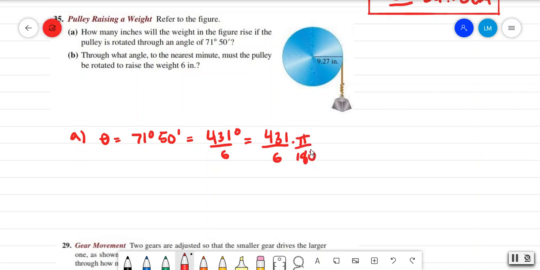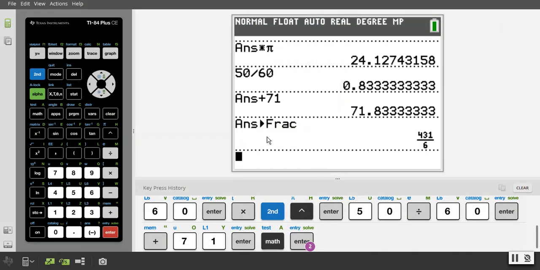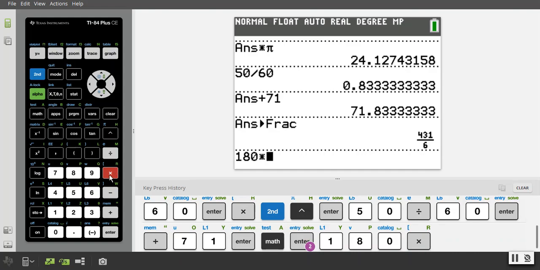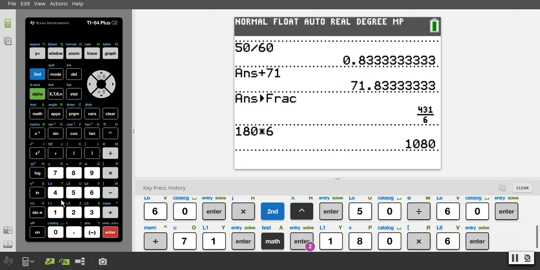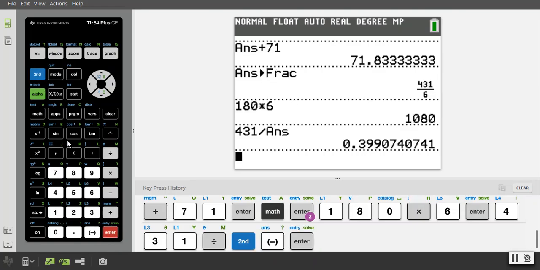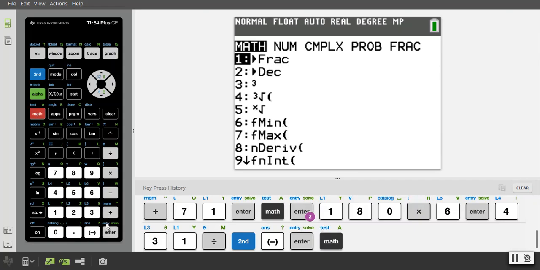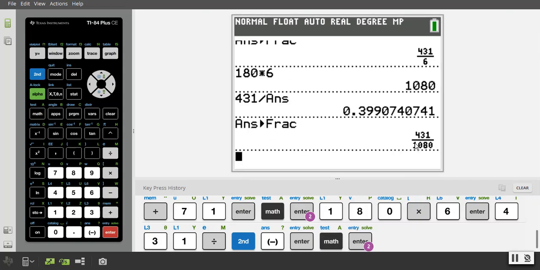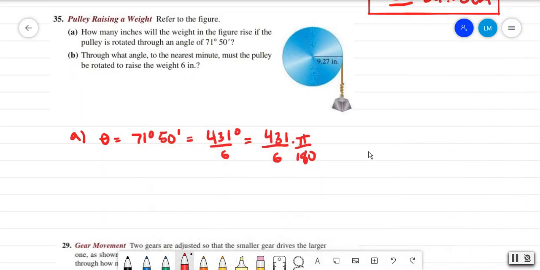But remember that I can convert that by taking 431, divide by 6, multiply by pi over 180. Now, in this case, it's probably best that we just leave it as is, because we're just looking for an approximation. But if you want to, you can try 180 times 6 and see if it reduces. It didn't. So this equals 431 over 1080 pi.